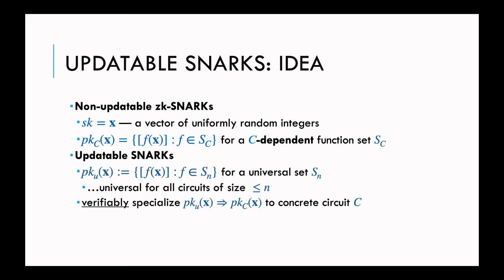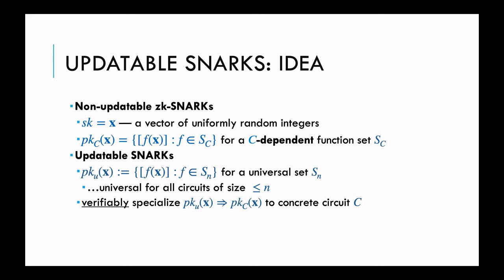In the case of updatable SNARKs, you have two different CRSs or public keys. The first one is a universal public key, which is as in the case of non-updatable ZK-SNARKs, but here this polynomial set does not depend on the concrete circuit. It might depend on the circuit size. And then when you have this CRS, you can verifiably specialize this public key or CRS to a concrete circuit.